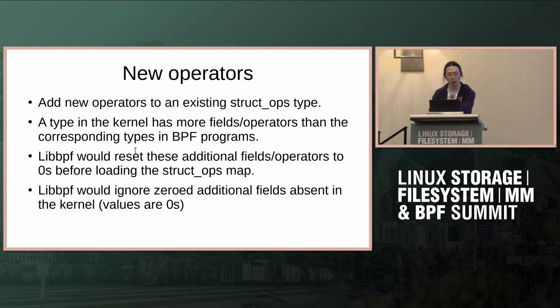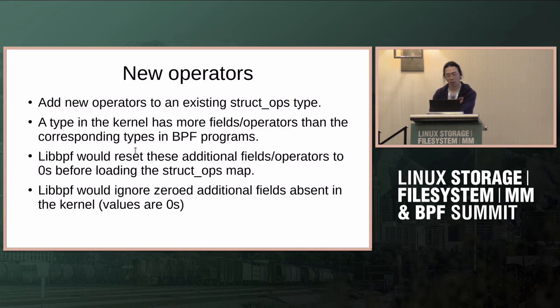The other case is you have a new operator being added into your type. It's also very common, a new operator or new data field. For libbpf, if the kernel has more arguments, more fields, more data or operators than what you implement in your BPF program, then libbpf just resets the value of this extra field. So when you load this program into the kernel, this additional field just has a zero value. But what if your user space has an additional field? For this case, as long as you set this field to zero values, libbpf will ignore them as well.